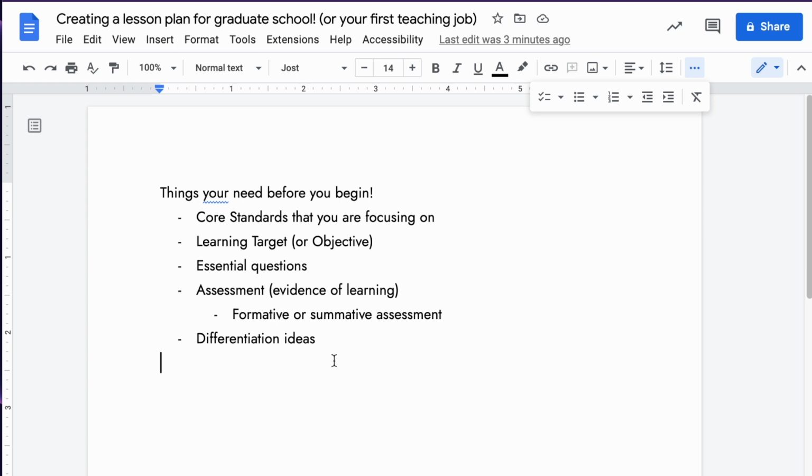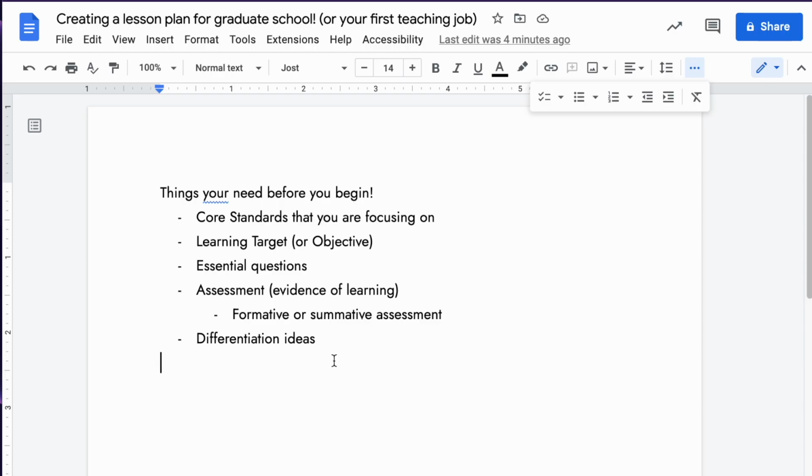Some essential questions are also going to be helpful, meaning what questions will your students be able to answer? What are they going to be able to do by the end of their time with you in that session? And then the assessment, which is your evidence of learning. That's the demonstration of what they're going to be able to do at the end of your lesson.